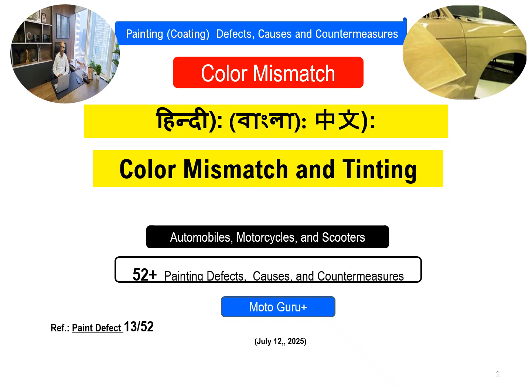Welcome to the channel. Our subject of discussion today is paint defect number 13, that is, a color mismatch and a tinting.